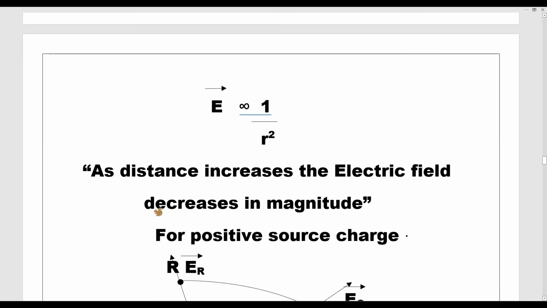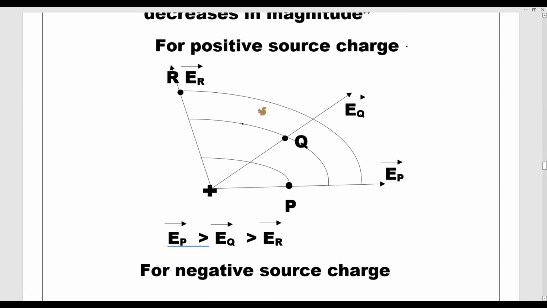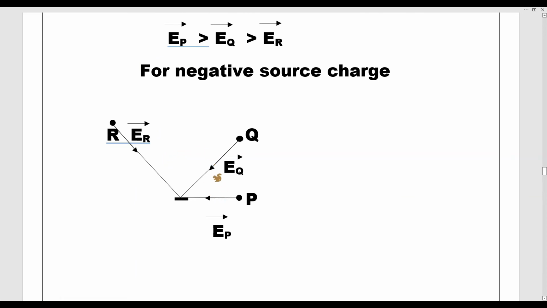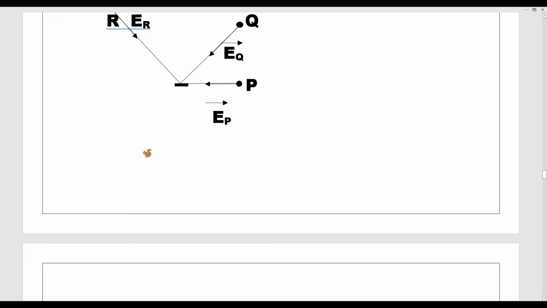Now consider a positive source charge and its field lines pointing radially outwards. Here the strength or magnitude of electric field at point P is stronger than the strength of electric field at Q and R. Now we consider a negative source charge and its field lines pointing inwards. Here the magnitude of electric field nearer to the source charge will be stronger than the strength of E vector far away from the source charge.